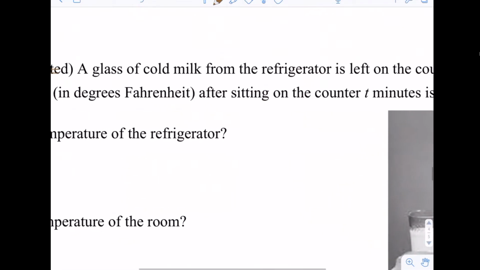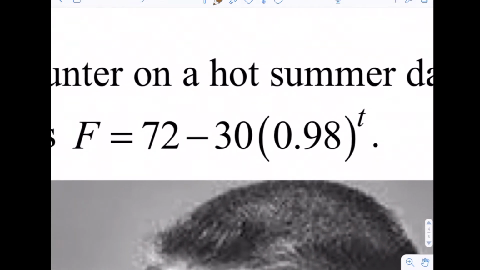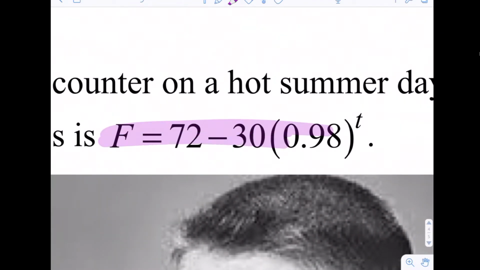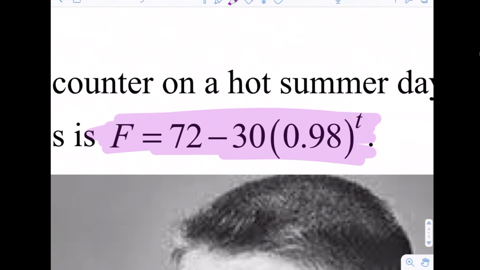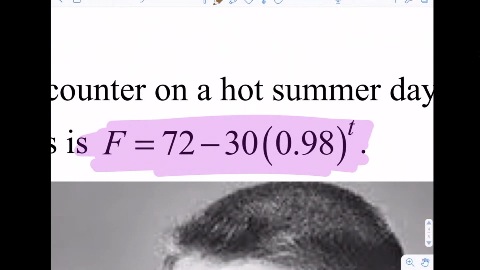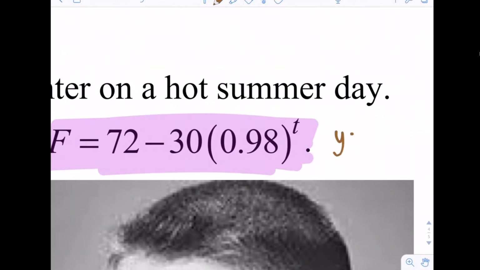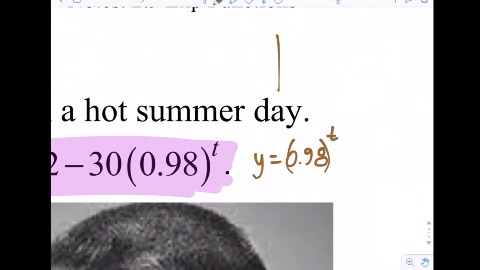Its temperature F in degrees Fahrenheit after sitting on the counter for T minutes is given by this function. All right, so there's the F in degrees Fahrenheit as time is measured in minutes since the glass has been sitting on the counter. What's the parent function of that? The parent function. What types of functions are we dealing with in this section? Exponential. What's the exponential parent function? y equals 0.98 to the t power. Is that going to be exponential growth or decay? It is decay because the base is less than 1.